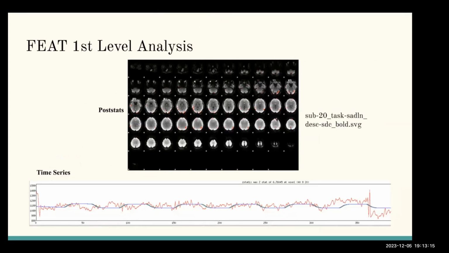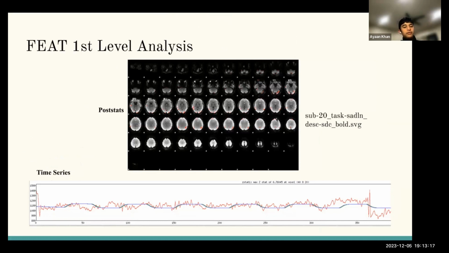So FSL FEAT, we first ran it on data outputted from XCPD, which is one of our post-processing steps, but the images indicated that brain activation showed no significant activation, which we could identify due to no resting states for comparison. So we then turned to the original fMRIprep processed data to run our analysis.